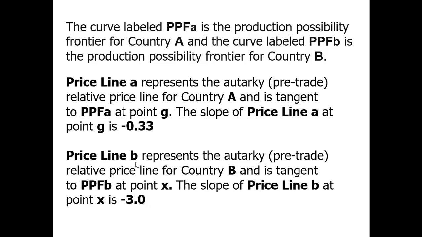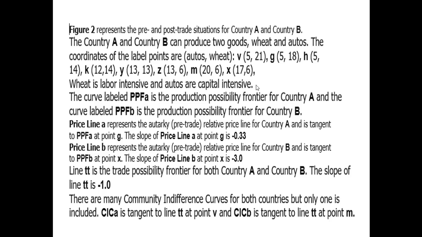This information tells us that for country B, autarky is going to be at point X, because that's where the relative price line is tangent to the production possibility frontier. At that point, the country is going to have an opportunity cost of 3. Every additional auto is going to cost this country 3 units of wheat that it can't produce. These 2 points are labeled in the graph, but the coordinates are also given back here in the information.